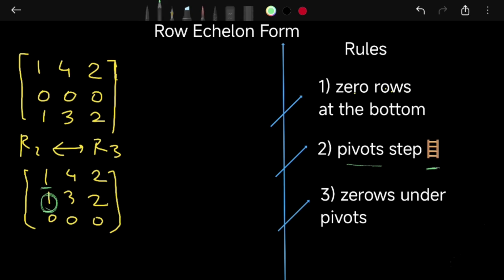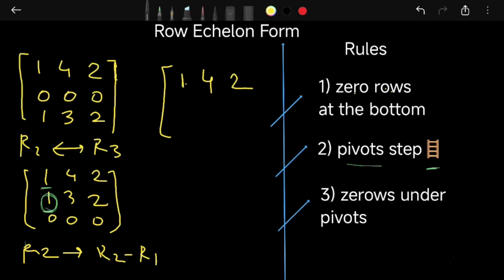So let's make the row operation. R2 changes to R2 minus R1. So we have the new matrix as 1 4 2. Then R2 minus R1: 1 minus 1 is 0, 3 minus 4 gives minus 1, and 2 minus 2 is 0. And the third row is as it is. So this is our staircase pattern, which is known as row echelon form.